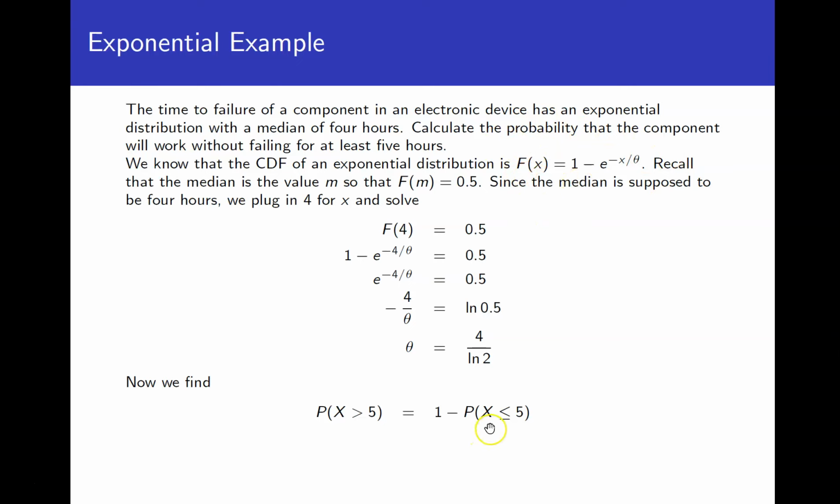I've got the cumulative distribution function sitting right here in front of me. So I can rewrite this in terms of the complement, write it as 1 minus the probability that X is less than or equal to 5, which means that's 1 minus F of 5. Well, if I do 1 minus the cumulative distribution function, I'm just left with this exponential piece. The exponential piece in general is e to the minus x over theta, but for this particular problem, it's e to the minus 5 over the theta that we calculated, which is 4 over natural log of 2. And if we calculate that, we get about 0.42.